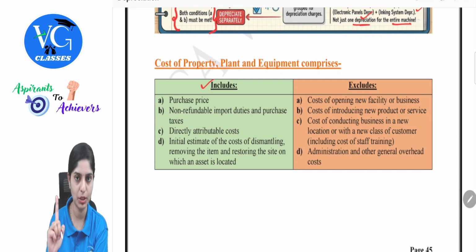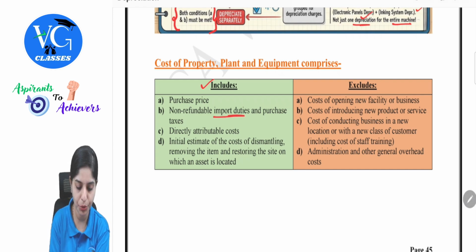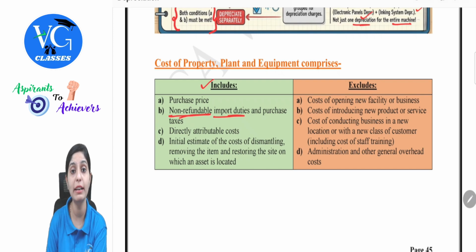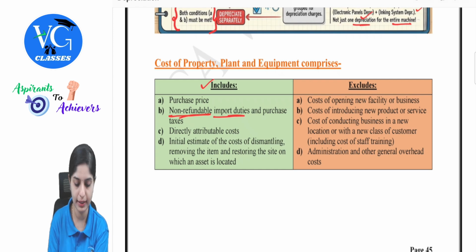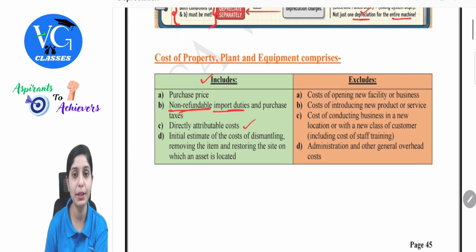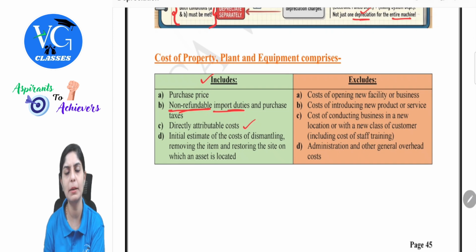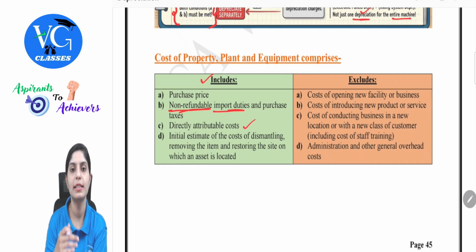You will first take the purchase price, and if there are any non-refundable import duties, be very careful, it should be non-refundable. And purchase taxes, whatever taxes or duties you consider, they should be precisely non-refundable in nature. Only those can be included here. Then there should be directly attributable cost. Some examples like transportation, erection charges and installation charges will all become directly attributable cost.